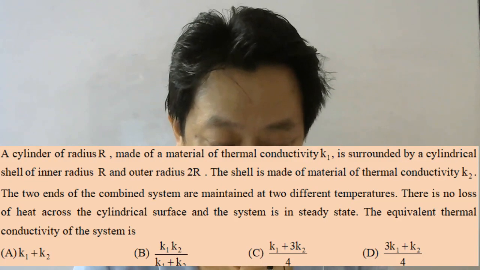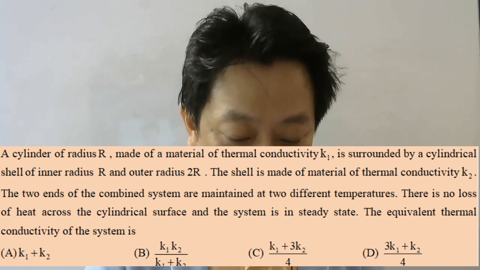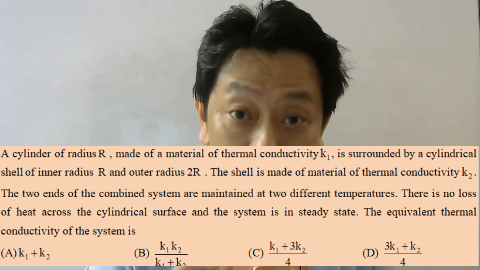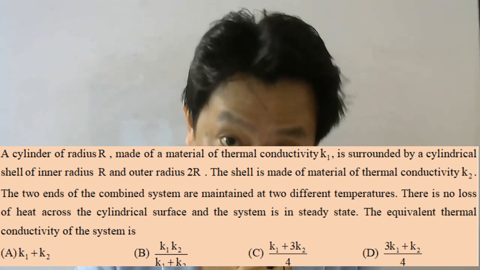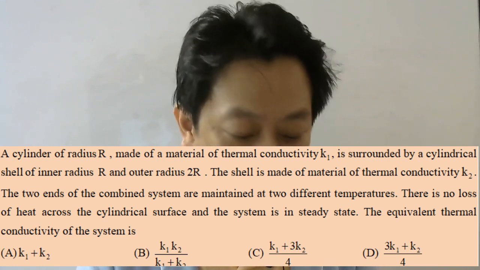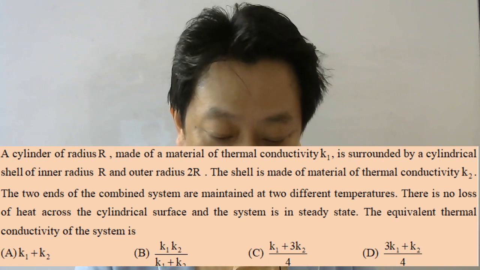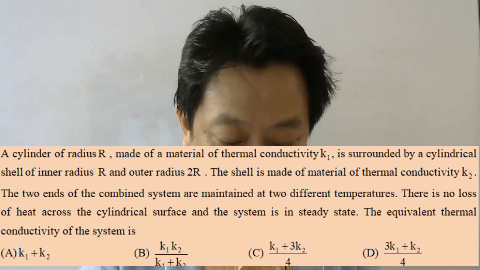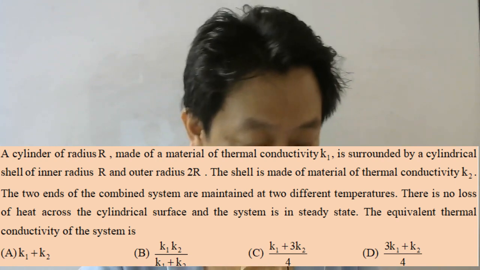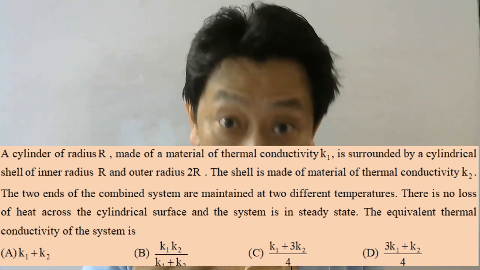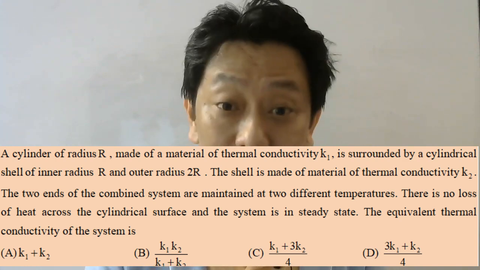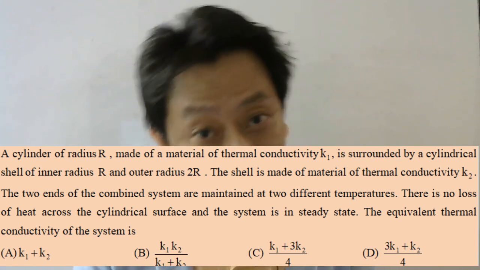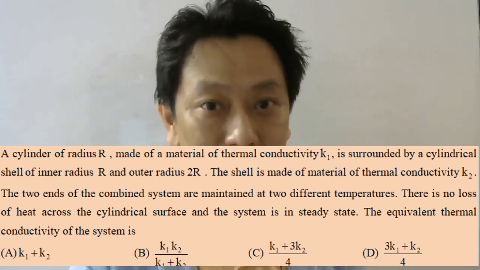It says a cylinder of radius capital R made of material of thermal conductivity K1 is surrounded by a cylindrical shell of inner radius capital R and outer radius 2R made of material of thermal conductivity K2. The two ends of the combined system are maintained at two different temperatures. There is no loss of heat across the cylindrical surface and the system is in steady state. The effective thermal conductivity of the system. Effective thermal conductivity also means equivalent thermal conductivity.